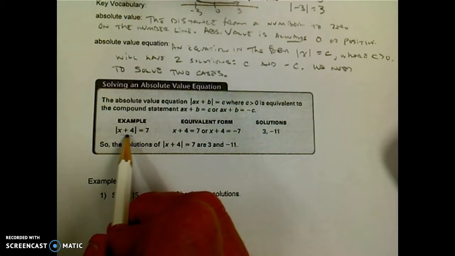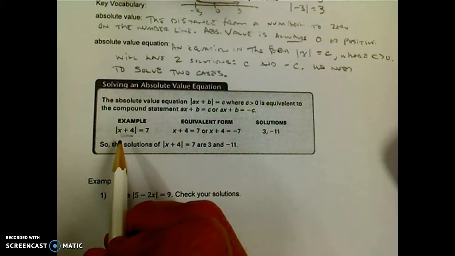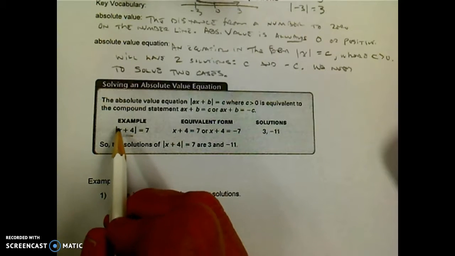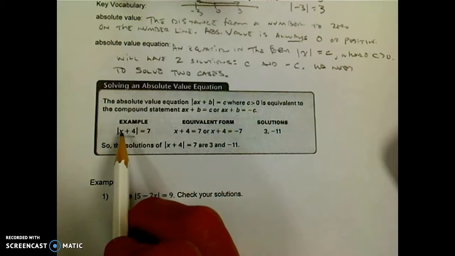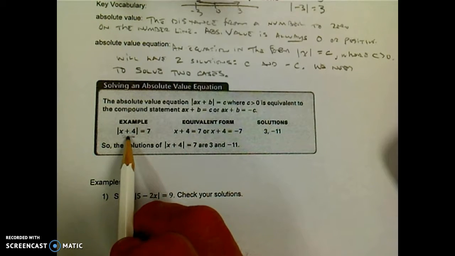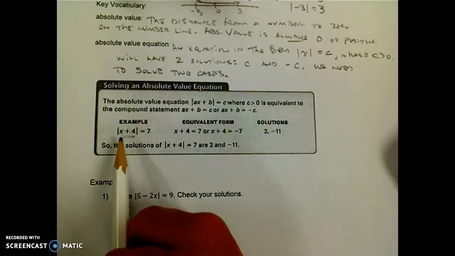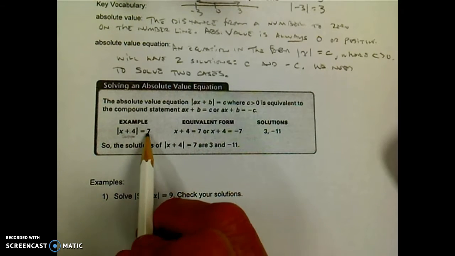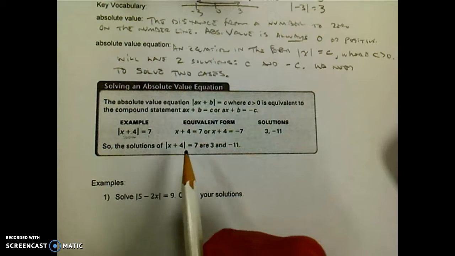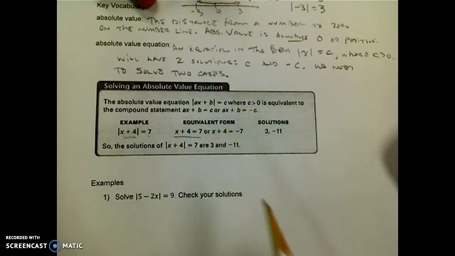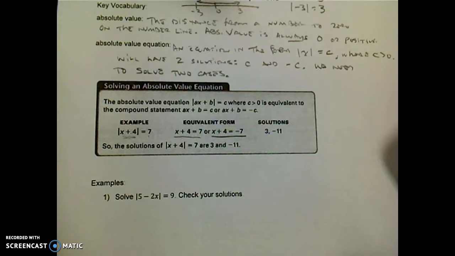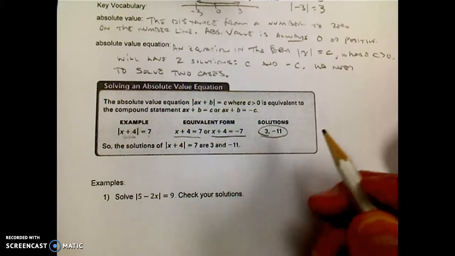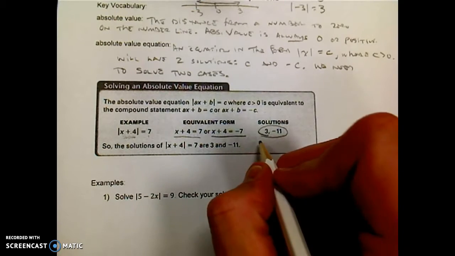As an example, absolute value of x plus 4 equals 7. Well, this expression, whatever it is for x, if it's equal to 7, if I take the absolute value of 7, that's 7, right? Conversely, if x plus 4 is equal to -7, whatever x makes that happen, if I take the absolute value of -7, that's also equal to 7. I would solve two equations: x plus 4 equals 7, and x plus 4 equals -7. When I solve those two, I'll have these two solutions, 3 and -11.